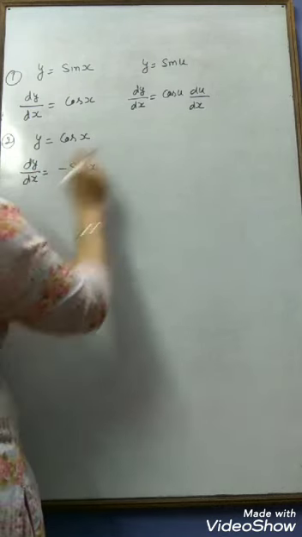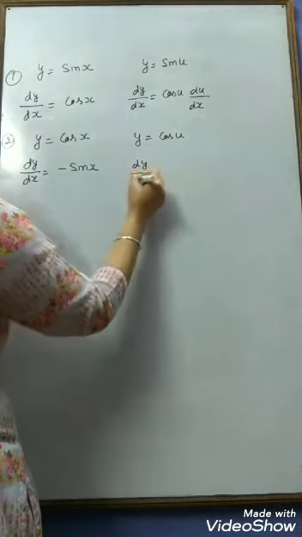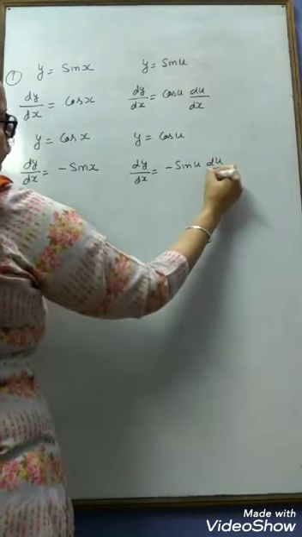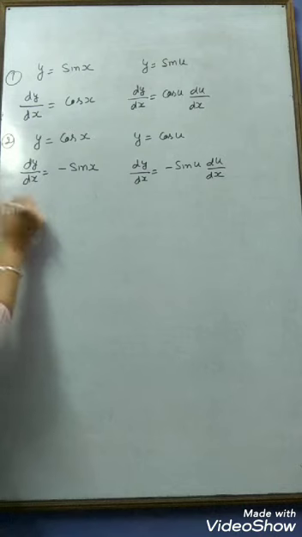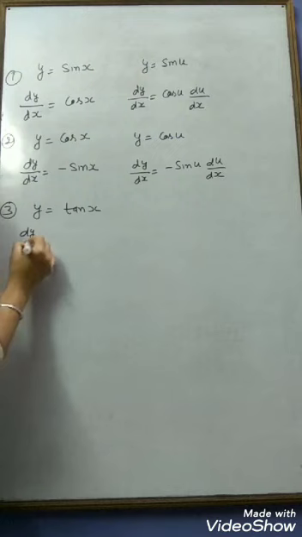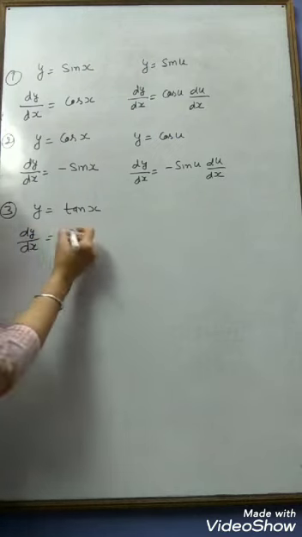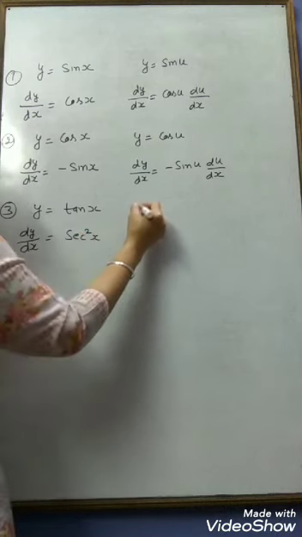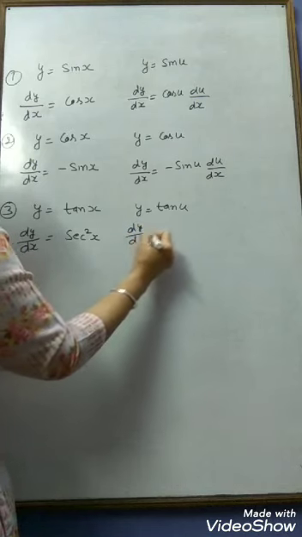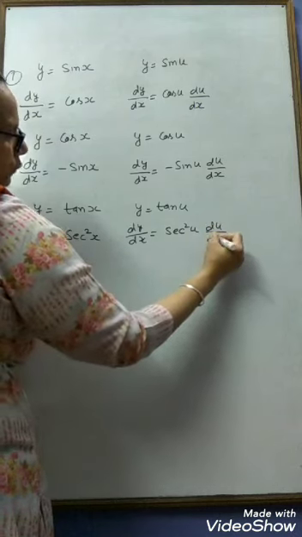Similarly, the second is y is cos x, and the derivative of cos x is minus sine x. Remember this. Y is equal to cos u, and the derivative of this is minus sine u times the derivative of u. And the third is y is equal to tan x, and the derivative of tan x is secant square x. If y is tan u, then the derivative is secant square u times the differentiation of u.